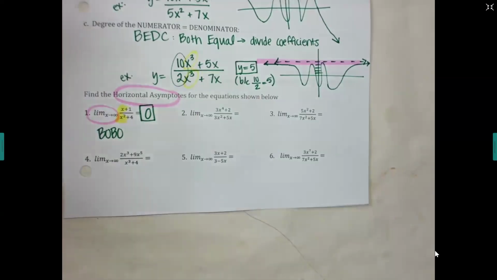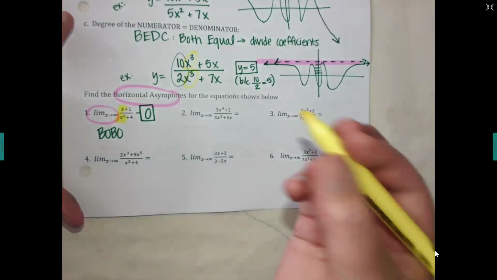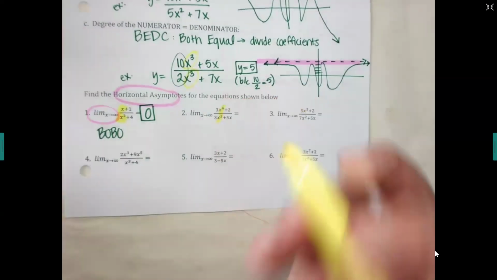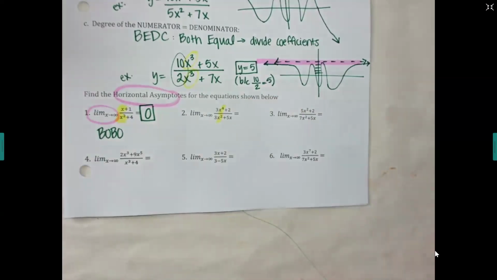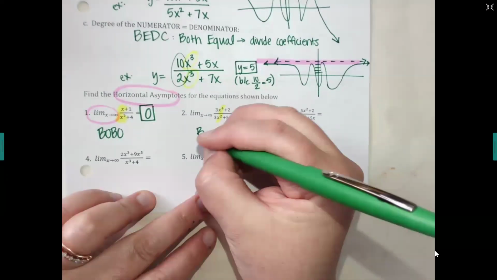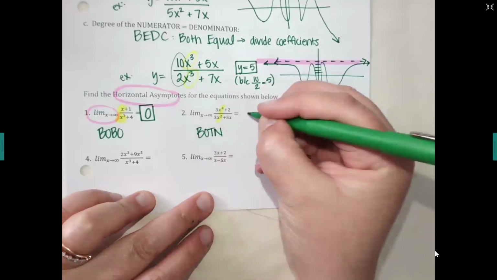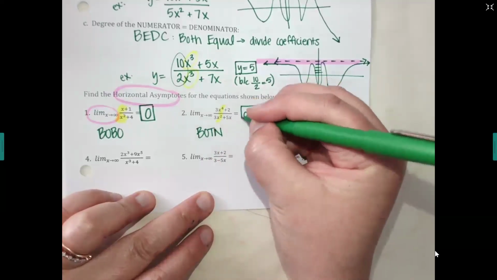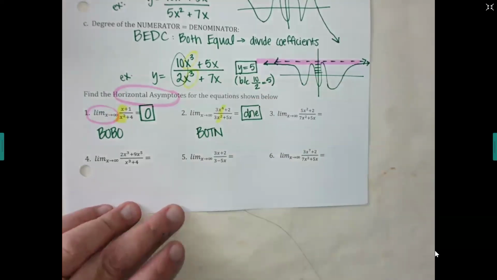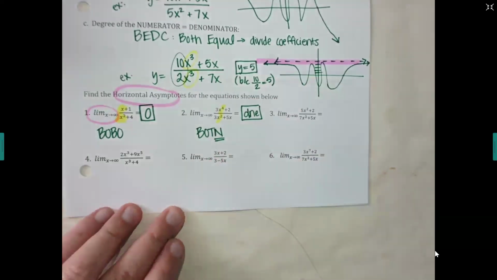Okay, next one. We're still going to infinity, and in my mind, I know that's the end of the graph, which means we're doing horizontal asymptotes. Top power is an x4. Bottom power is an x2. Who's bigger? Top, that makes it a bobo, a bottom, or Betsy? Bottom, and bigger on top means no asymptote, so it's a DNE. Remember the N stands for none.